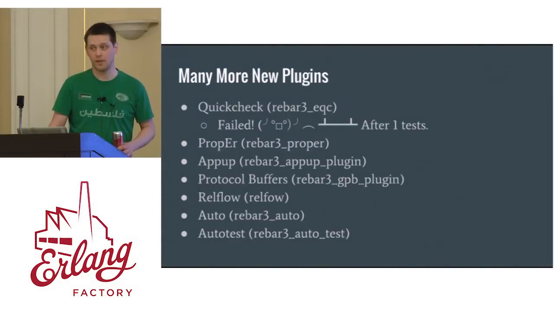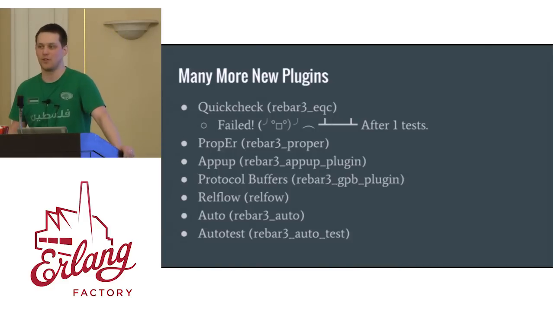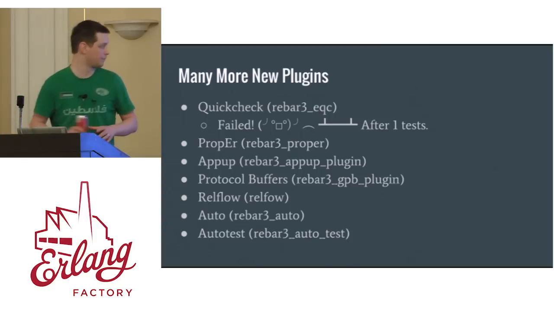And we've got many more new plugins since last time. Quick check, which I had to include for what it outputs when a test fails, because that's great. Of course, proper for if you want to generate appups, and rel flow for actually dealing with appups to relups, to having this whole synchronized flow of doing deployments and release generation.